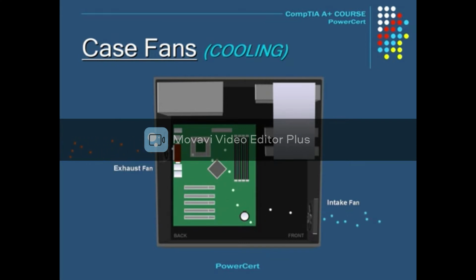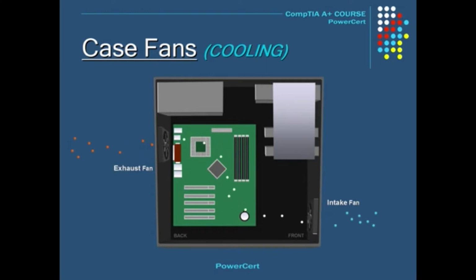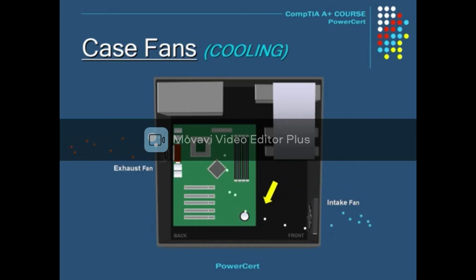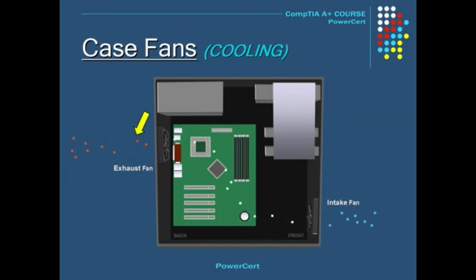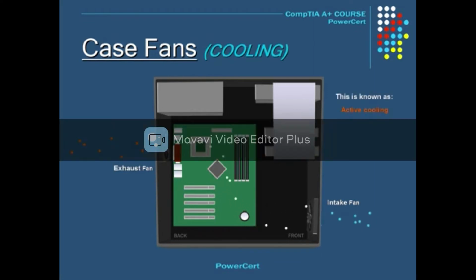And once these fans are in place, they're designed to work with each other to create a constant flow of cool air coming into and outside the computer to cool the computer components. So the cool air comes in, cools the computer components, and as the air makes contact with the hot components, the air naturally gets warmer and is then drawn outside the case. And then the cycle starts all over again to create a constant circulation. And this type of cooling is known as active cooling.